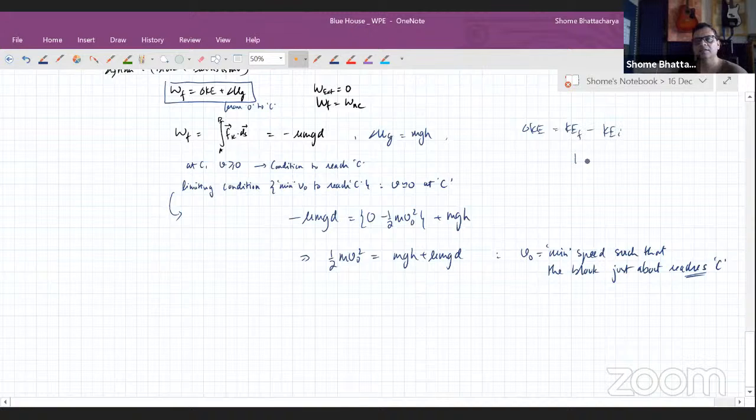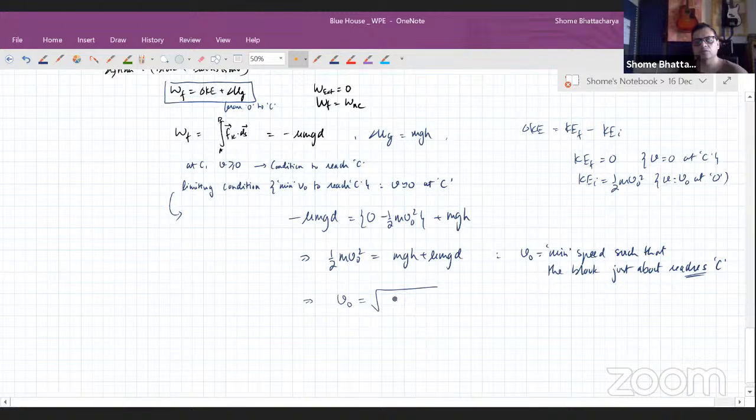So the final kinetic energy we are taking as 0 because v is 0 at the point C, and the initial kinetic energy, because v is equal to v naught at the point O where it started the motion. So anyway, from this you can see that v naught will come out to be square root of 2g(h plus mu t), or we can write this as square root of 2g into h plus mu t.